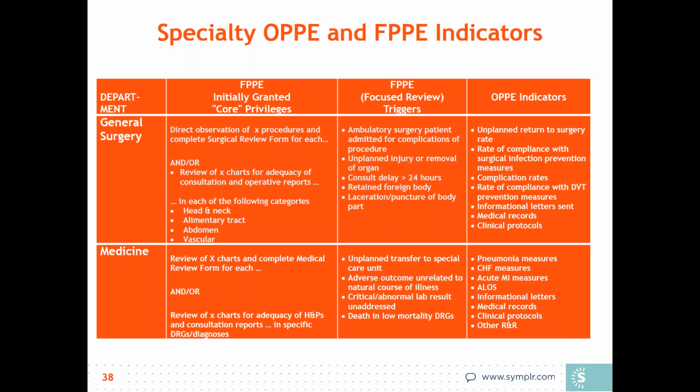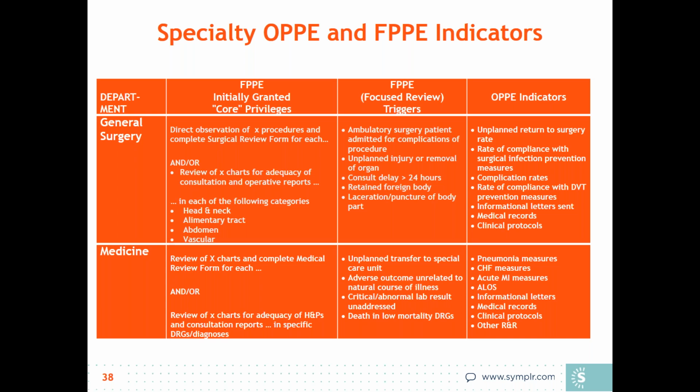With focused professional practice evaluation for general surgery, it might be outpatient surgery where the patient gets admitted for complications, an unplanned injury, removal or laceration of an organ, a consultation delay of greater than 24 hours, or leaving a retained foreign body, or something like that. And for OPPE indicators, it may be the same type of thing: unplanned return to surgery rate, the rate of compliance with surgical infection prevention measures, and complication rates. And so you're looking at different indicators for each one.